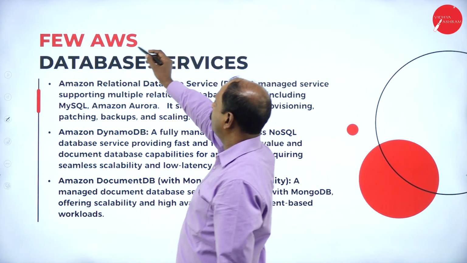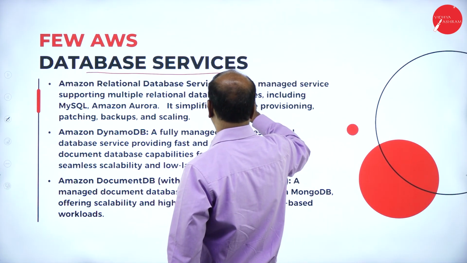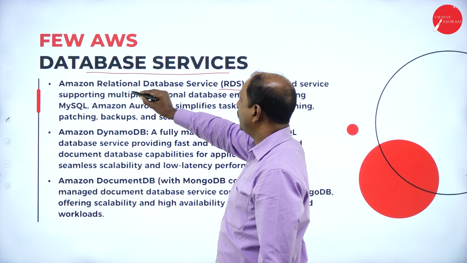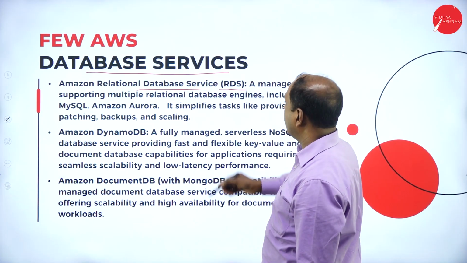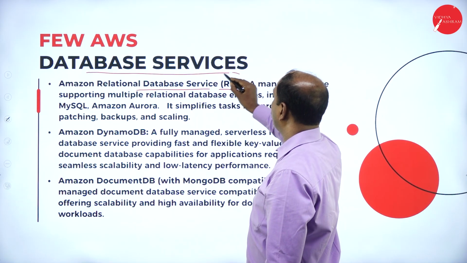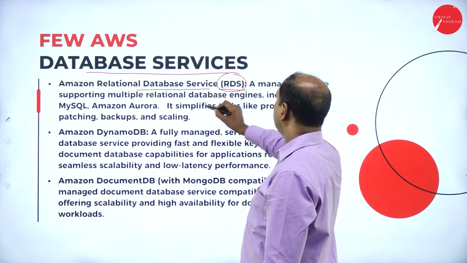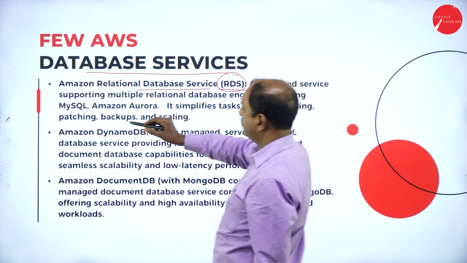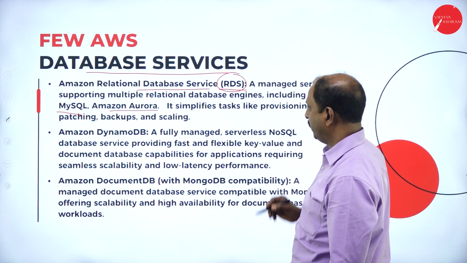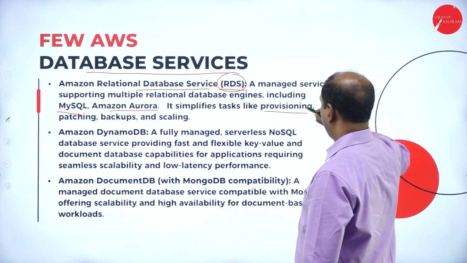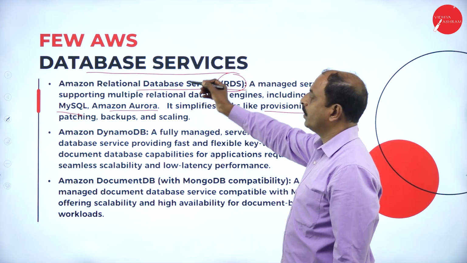Next are a few AWS database services. First one is RDS, Amazon Relational Database Service. You know what is RDBMS? Similarly, Relational Database Service provides services for relational database engines, for example MySQL, Amazon Aurora, and so on, and it provides provisioning, patching, backups, and scaling. So this is one of the services.